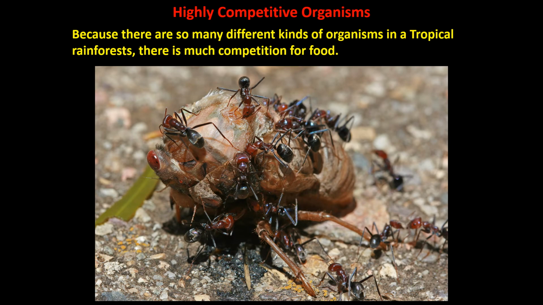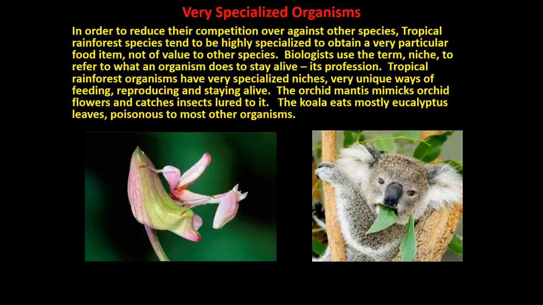As we all know, in tropical rainforest there are varieties of species present, so there is large competition for food. Highly competitive organisms are present in these areas because there are so many different kinds of organisms. In a tropical rainforest, there is much competition for food. Very specialized organisms are found here.